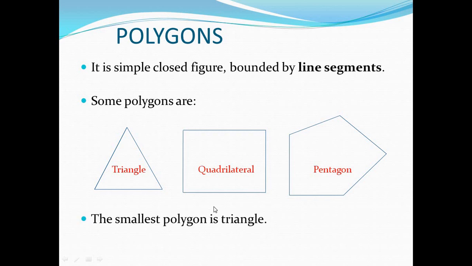Then which is the smallest polygon? The smallest polygon is the triangle. Like that, n number of polygons are there.